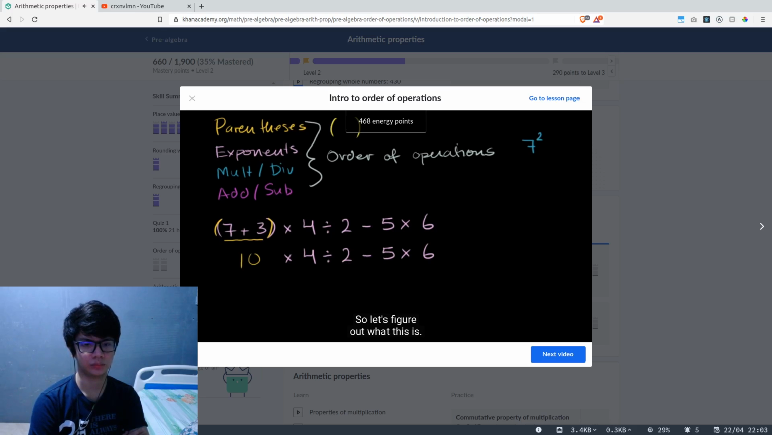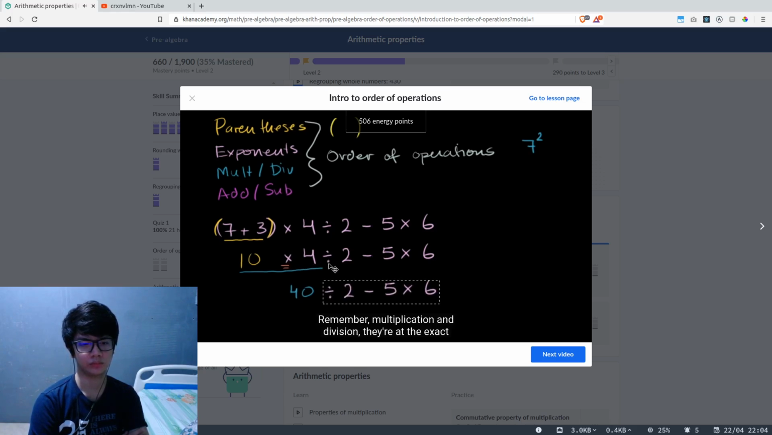So let's figure out what this is. So we'll do this multiplication first. We could simultaneously do this multiplication because it's not going to change things. But I'll do things one step at a time. So the next step we're going to do is this 10 times 4. 10 times 4 is 40. Then you have 40 divided by 2. Let me copy and paste all of that again. Then it simplifies to that right there.